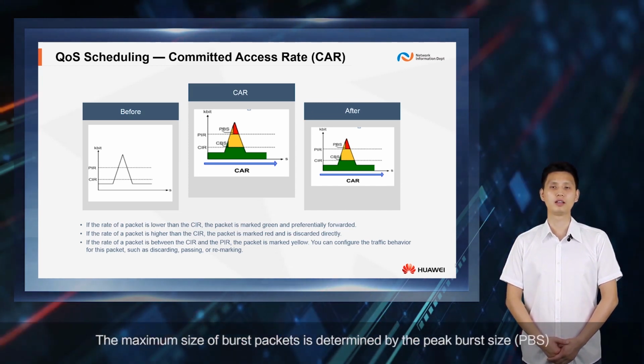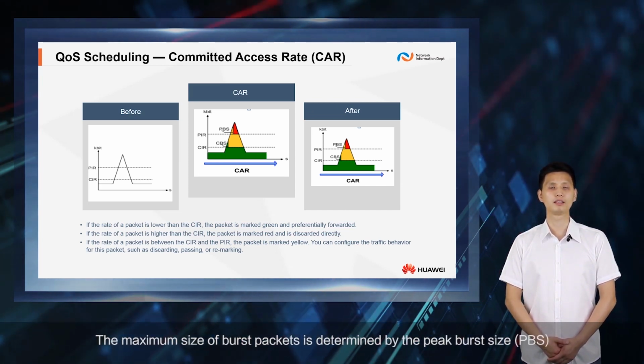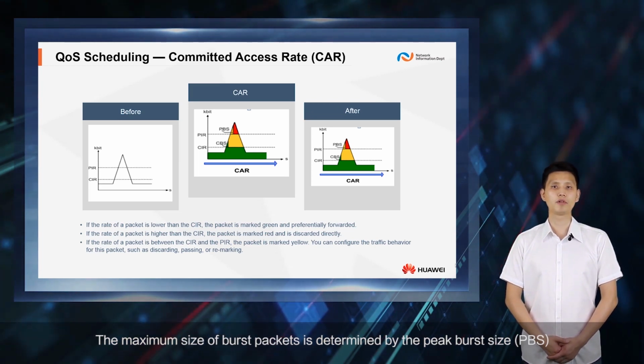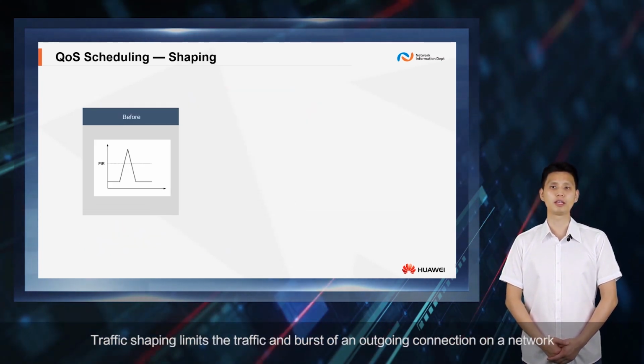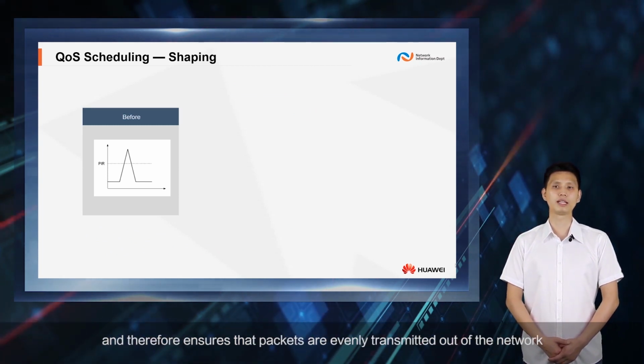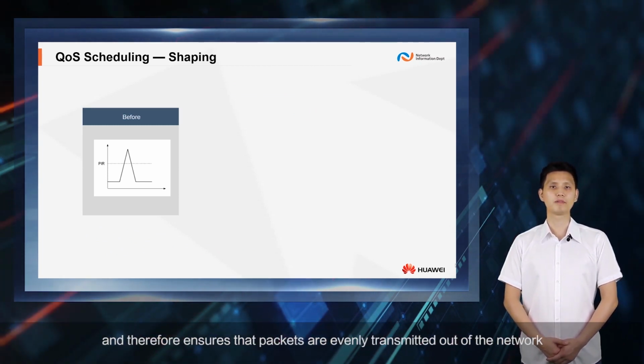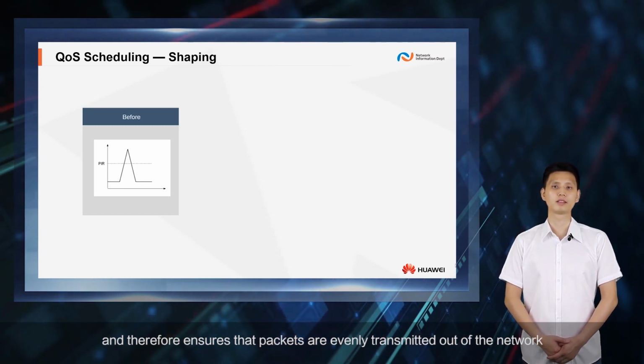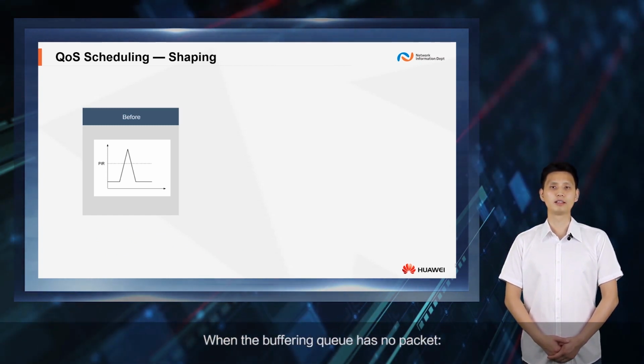The maximum size of burst packets is determined by the peak burst size, PBS. Traffic shaping limits the traffic and burst of an outgoing connection on a network, and therefore ensures that packets are evenly transmitted out of the network, when the buffering queue has no packet.